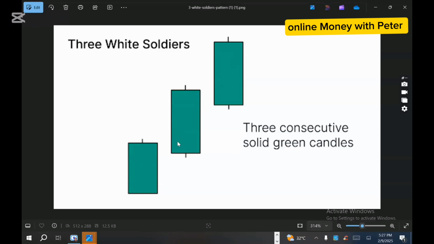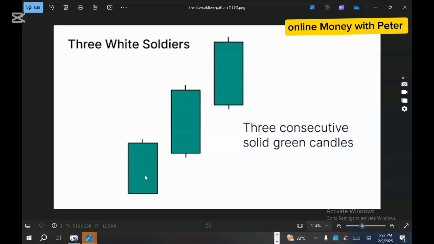Usually, like you see, the second soldier closes above the close of the previous candle. Now this one also closes above the close of the previous candle. Let's assume that this is a 1-hour chart. After 1 hour, this candlestick is formed on a strong support. Then the next hour, this candlestick is formed and it closed above the previous candlestick. And then the third hour again, this candlestick is formed, it opened here, and then it closed above the close of the previous candlestick.